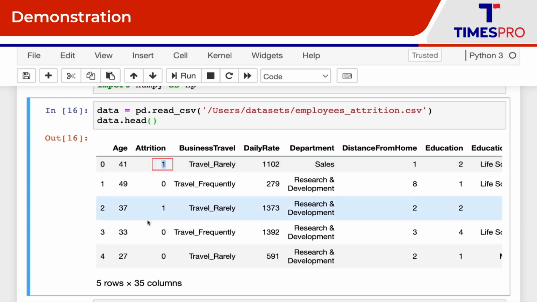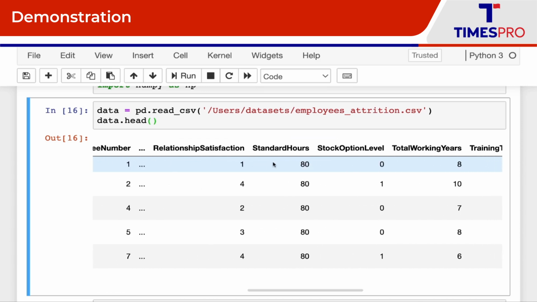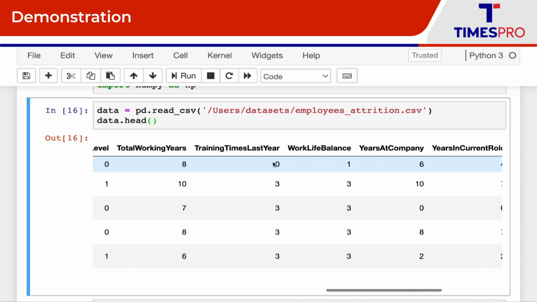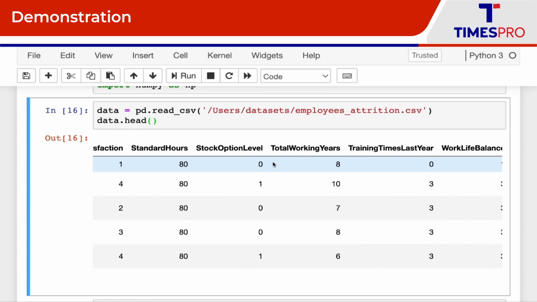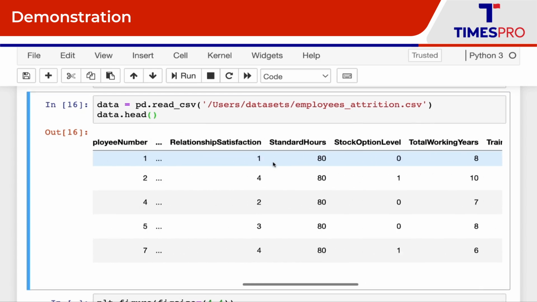Especially, this dataset can be used for classification in which the attrition column becomes your target variable. We also have various other details like their business travel, daily rate, department, and numerous other details about each and every employee. So close to 1400 employee details we have in this data frame.